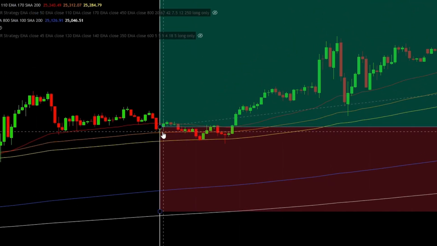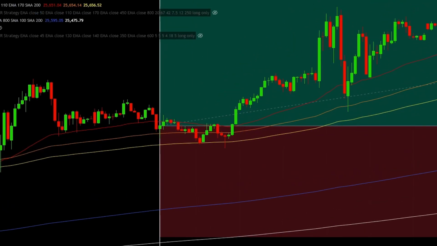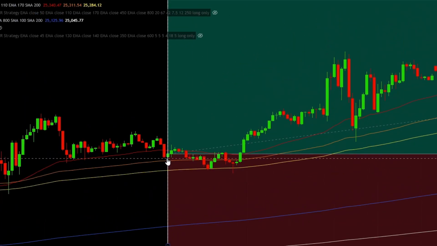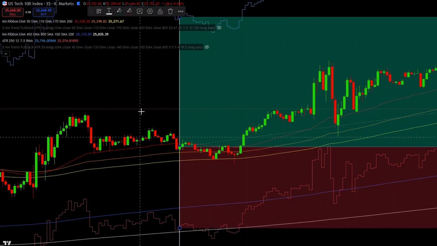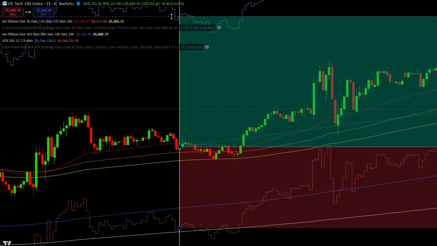Now once all those rules are met, we can enter into a long position at the close of the signal candle or at the open of the next candle. The stop loss will be placed at the lower NNFX ATR line, which is this red line right here. And the take profit to the upper NNFX ATR line, which is that blue line up there.